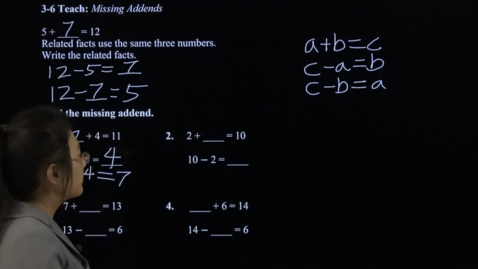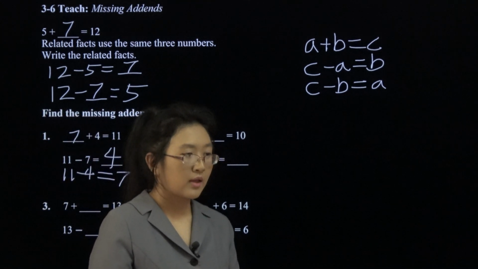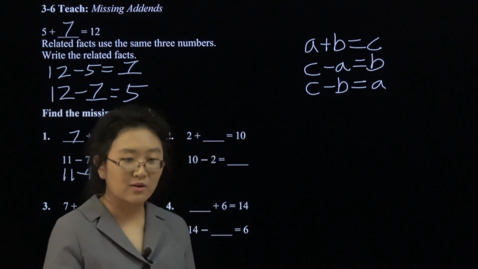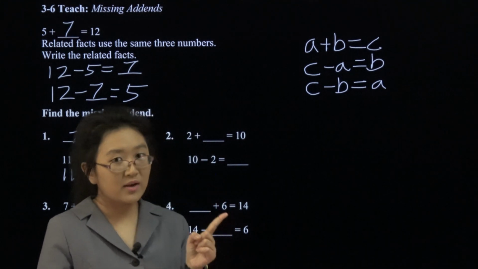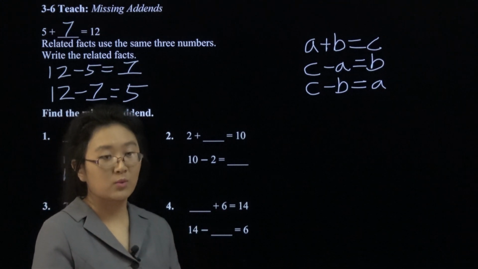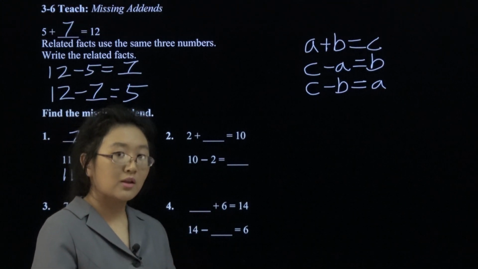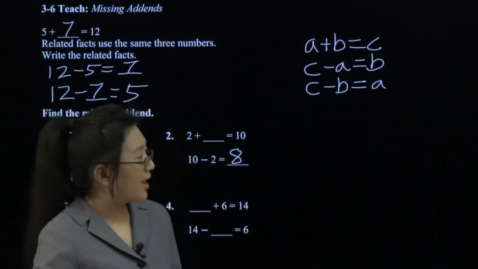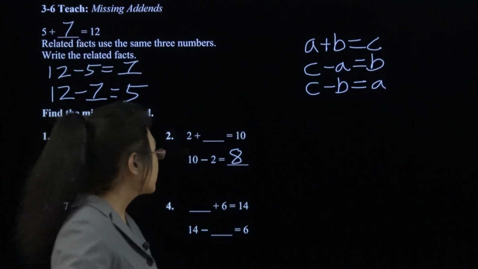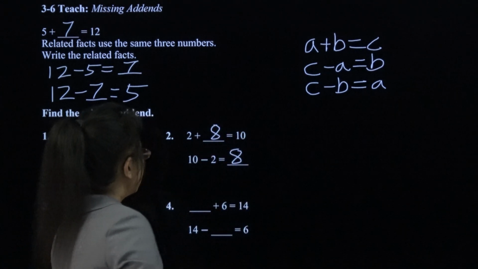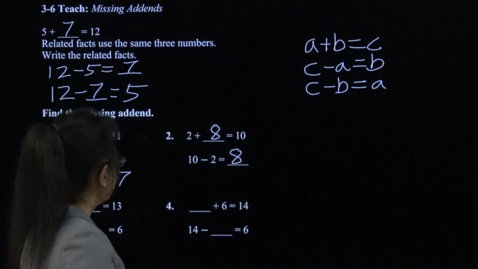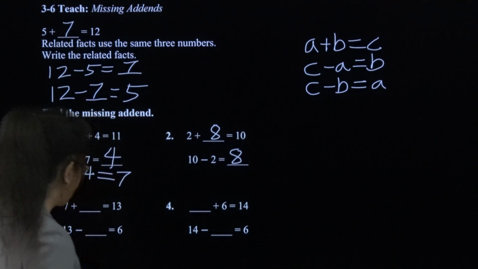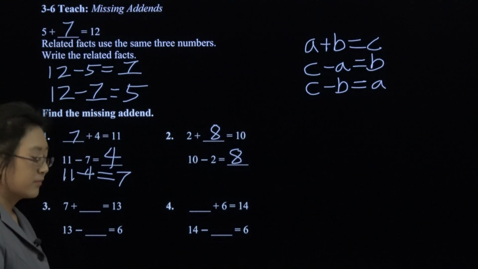Now 2 plus something equals 10. 10 minus 2 equals something. So what's 10 minus 2? 10 take away 1 is 9, so 10 minus 1 equals 9. 10 take away 2 would be equal to 8. 10 minus 2 equals 8, and then we get 2 plus 8 equals 10. You could also solve this by remembering that 2 plus 8 is equal to 10, which is what I'm going to be doing over here.